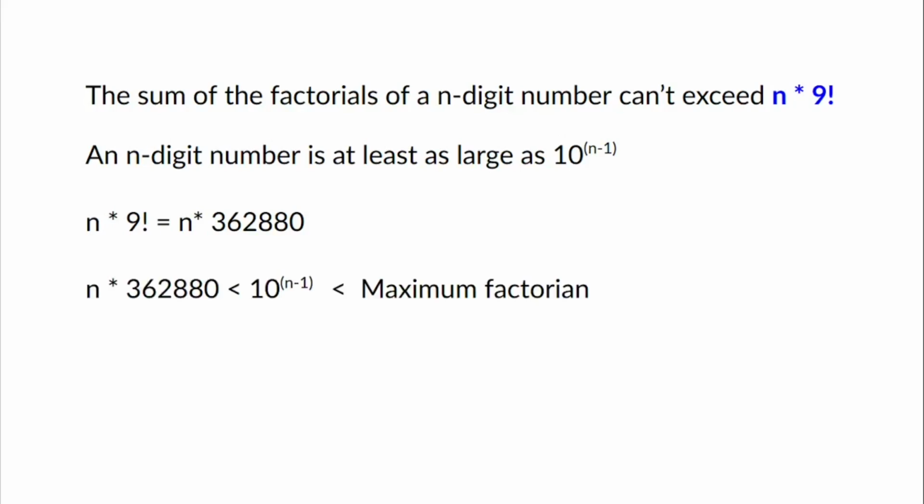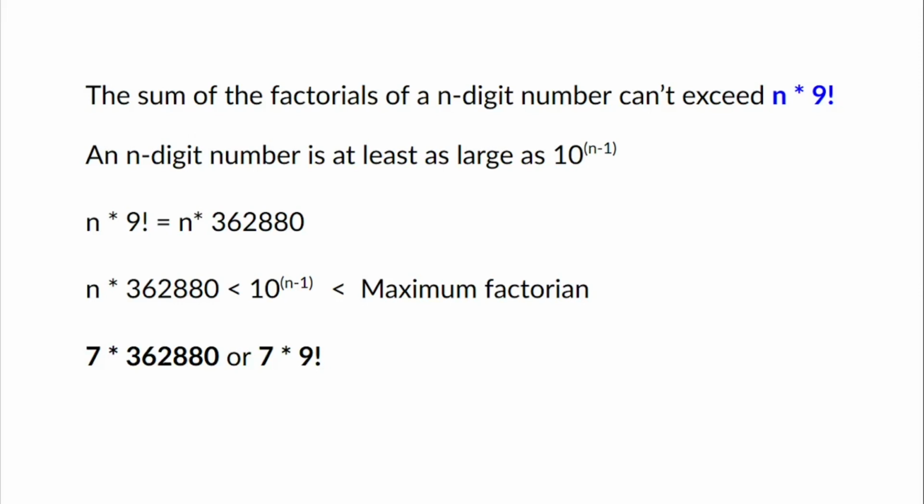So, from this discussion, we can conclude that for an n-digit number, n times 362880 is less than 10 raised to the power n minus 1 is less than the maximum factorial. Now, this expression only holds for values of n up to 7, and therefore, the factorial cannot exceed 7 into 362880 or simply 7 into 9 factorial. This implies that the upper bound of a loop can be just 7 into 9 factorial instead of Integer.MAX_VALUE.